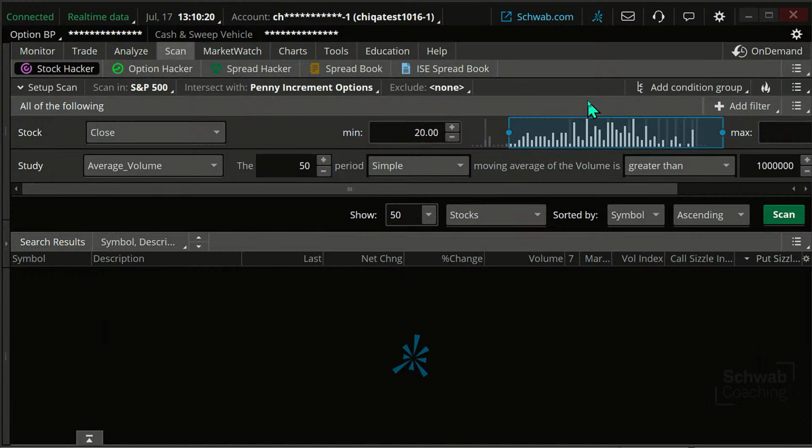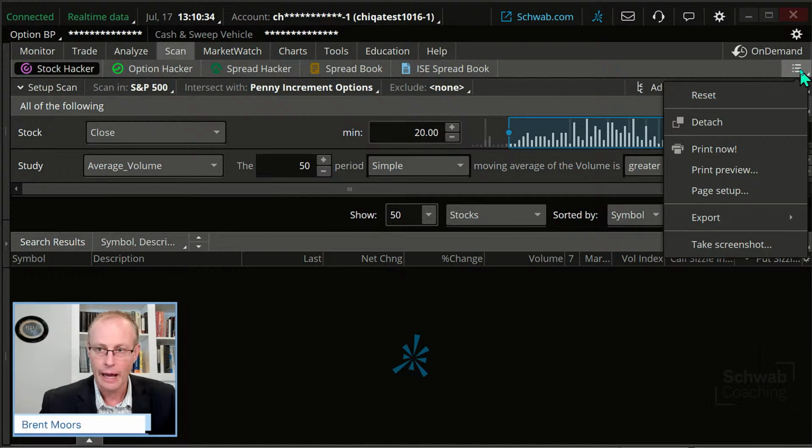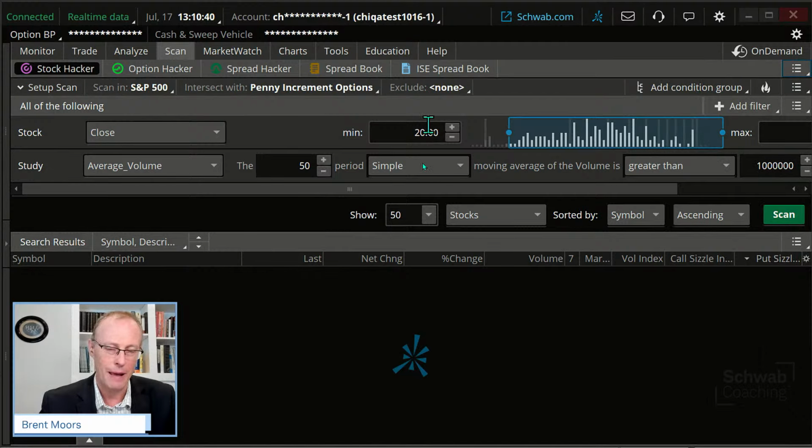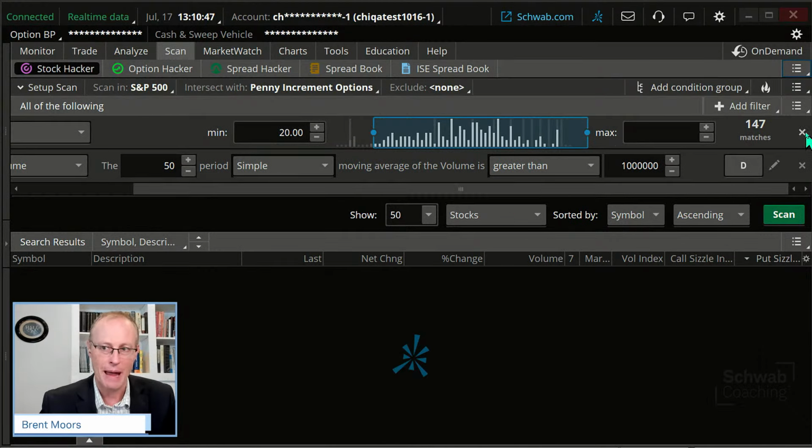But I'm going to save this. Now, Jim said in the chat, if I already have some scan in and I want to start a new one from scratch, you can always go up here to the little 3-line menu and click on reset right there. That'll zero it out to the three basic filters on there. And if you don't like those, you can always just X them out on the right side of the page. Okay. So there we go.